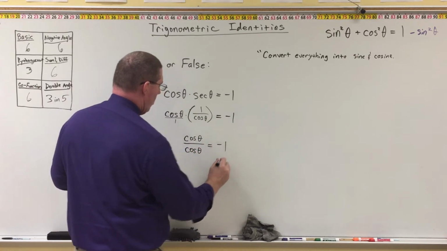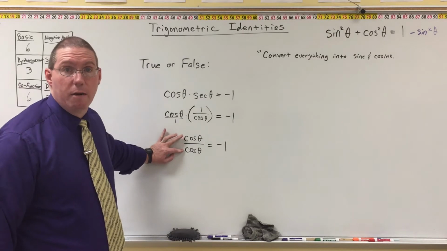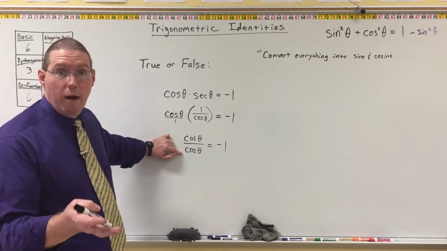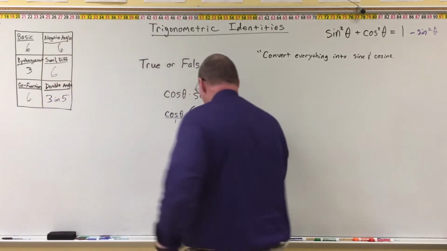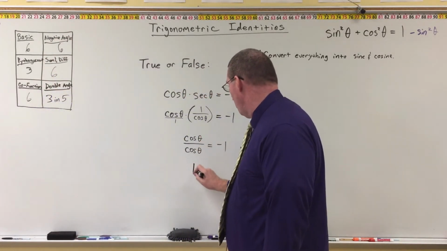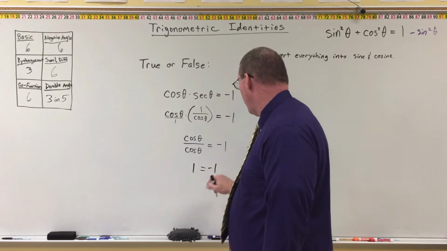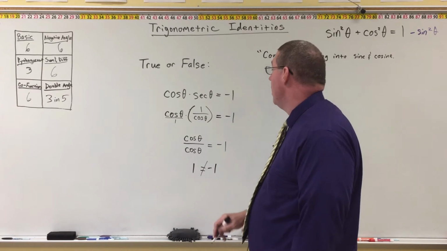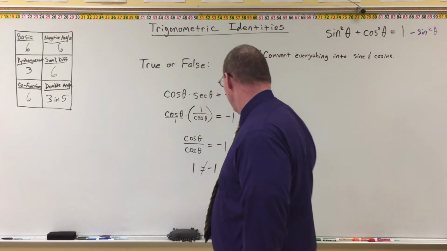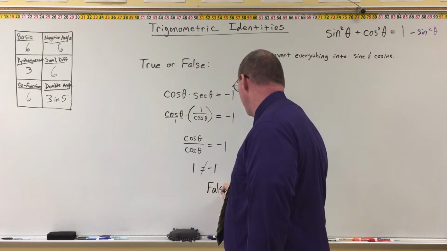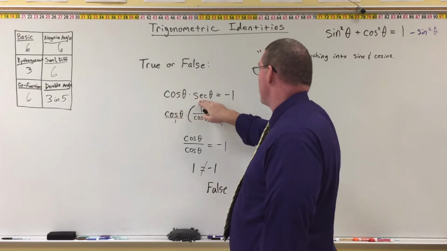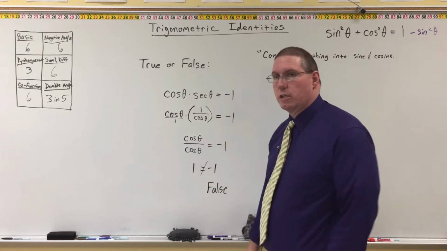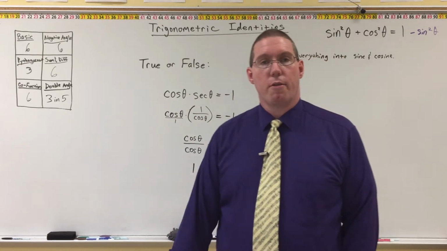Okay, equals -1. Well, what is cosine of theta divided by cosine of theta? Well, anything divided by itself equals 1, right? And so in this case, cosine of theta divided by cosine of theta is 1 equals -1. And this is not true. Not true, right? Because 1 does not equal -1. And therefore, on this one, we would select false. It is not true that cosine times secant is equal to -1. The truth is that cosine times secant is actually equal to 1. Okay, let's do another example.